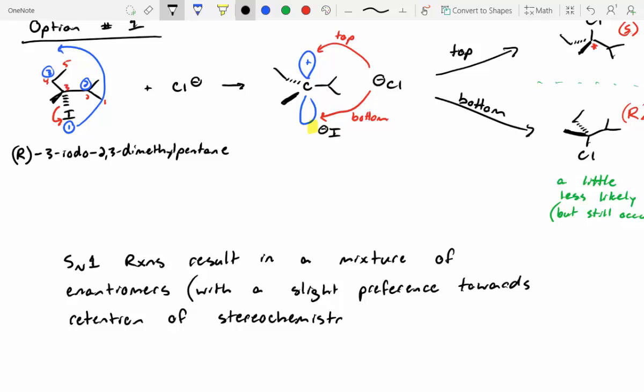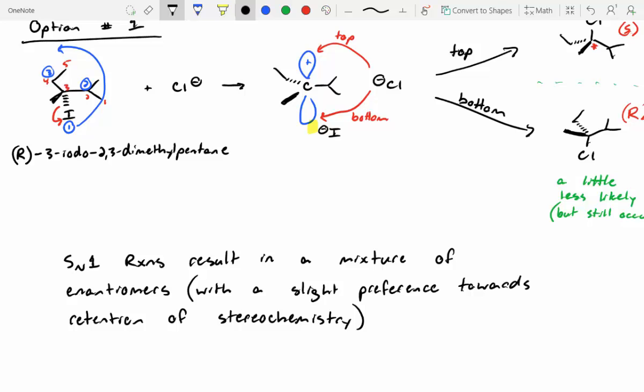Does that mean there's a slight preference for that one to stay as an R as opposed to an S? That's a good question. So what do I mean by retention of stereochemistry? It's not an absolute retention in that R always stays as R, S always stays as S. What it means is that that position that the iodide fell off of gets replaced by the nucleophile.